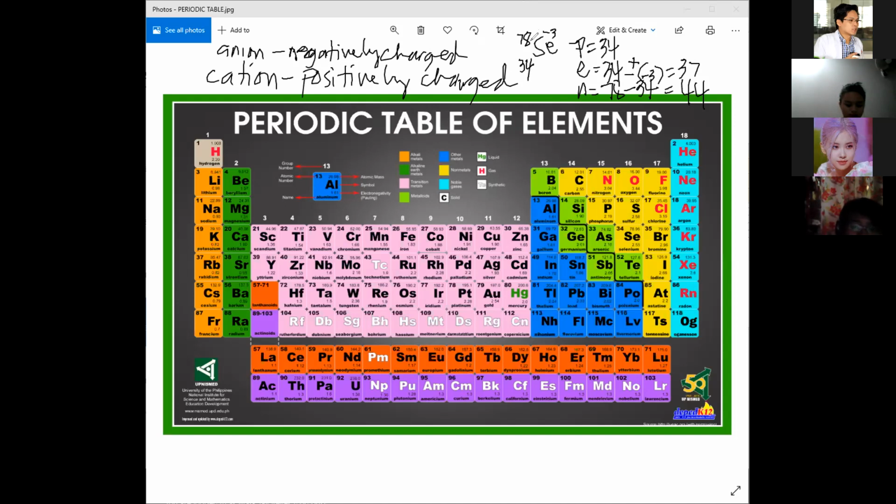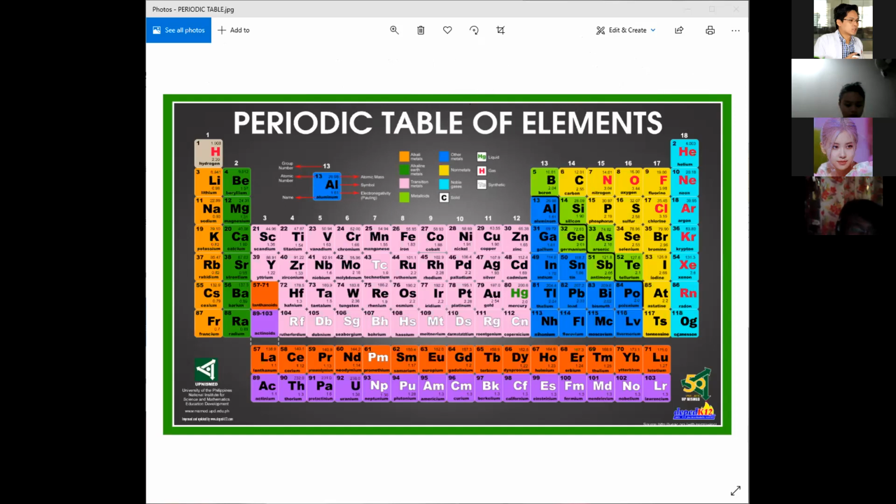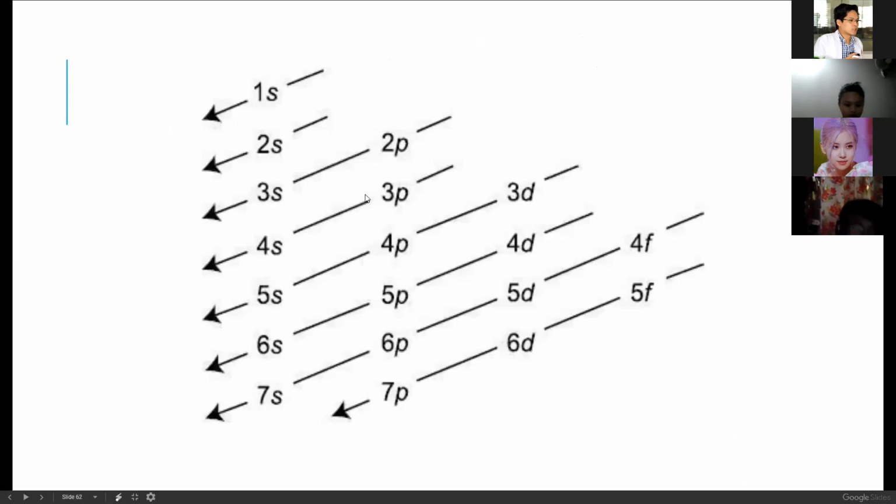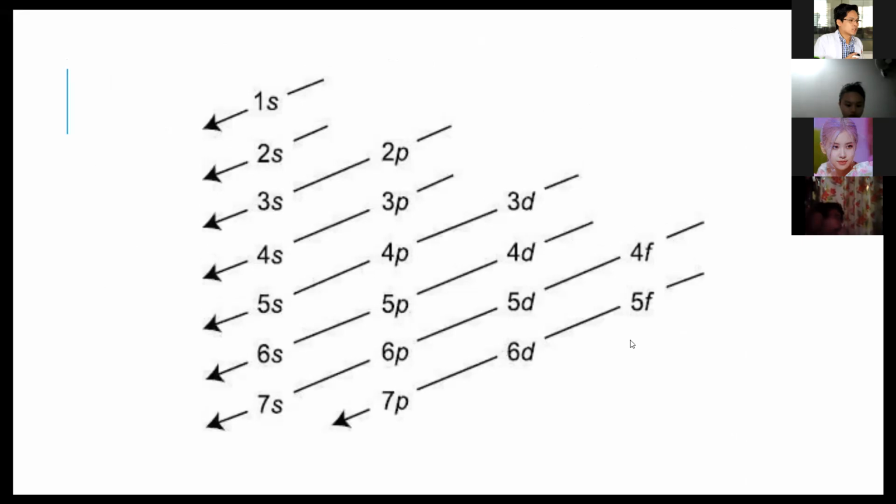Okay. Let's tackle a simple example in electron configuration. Let's go back to electron configuration. So let me share my screen. You see my shared screen now with the electron configuration? Yes, sir. Okay. Let's have the element selenium, which is 34. Selenium has 34 as the atomic number.